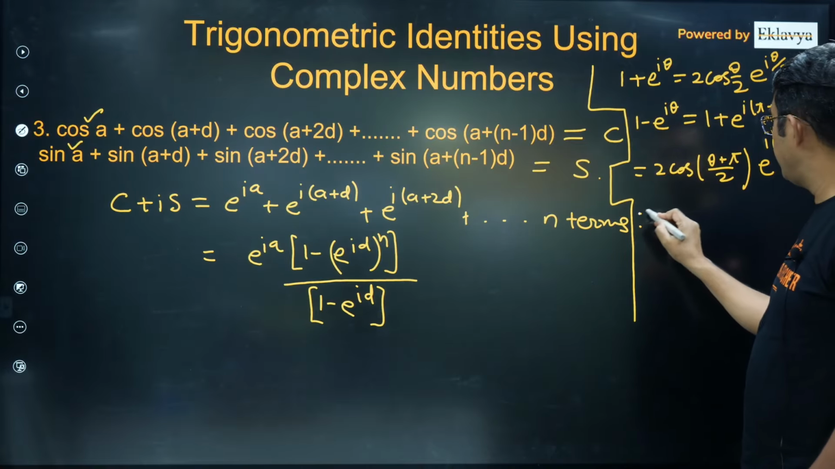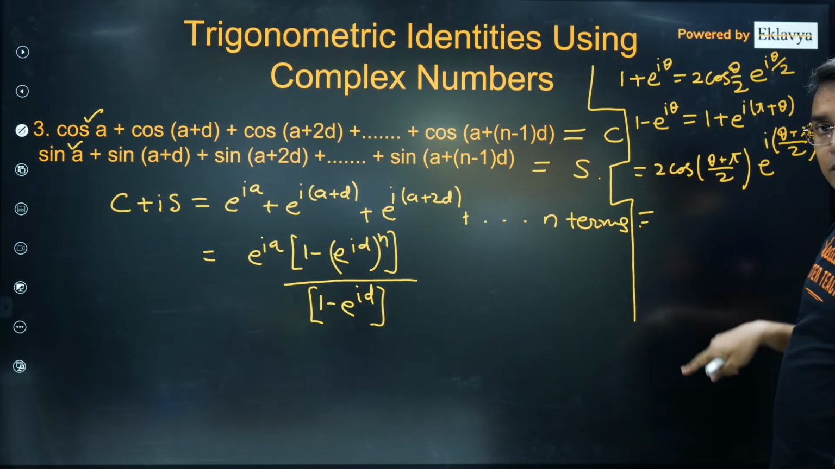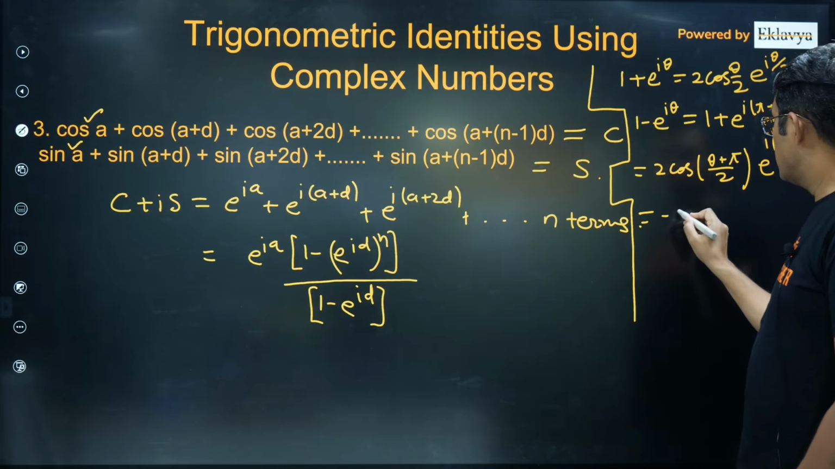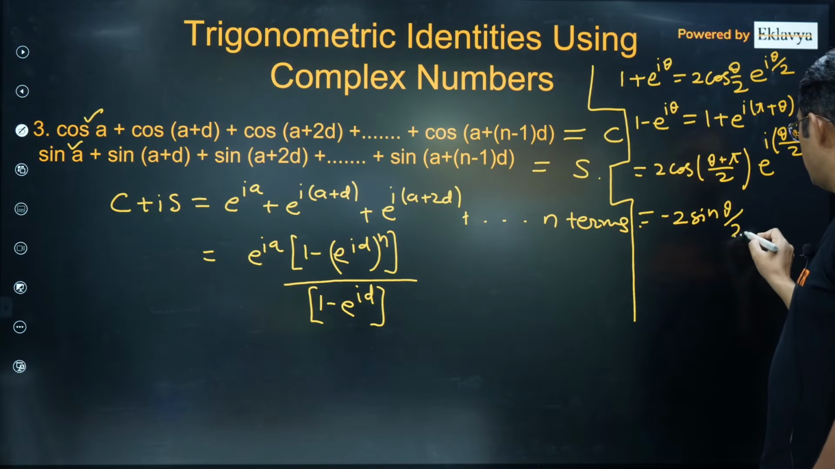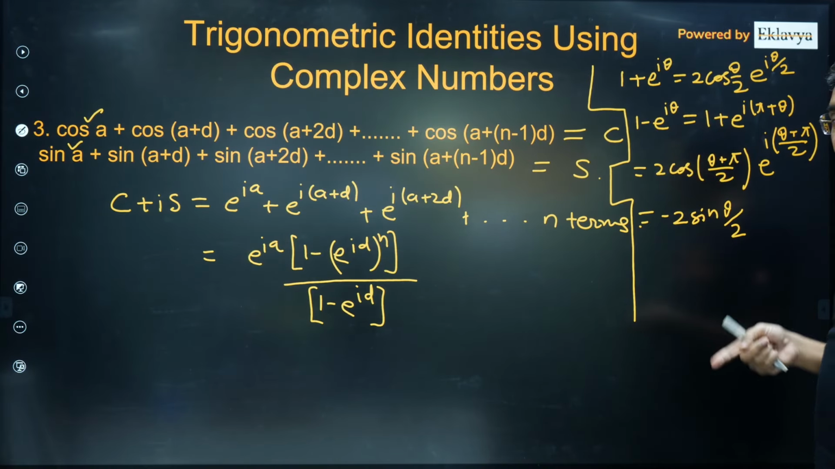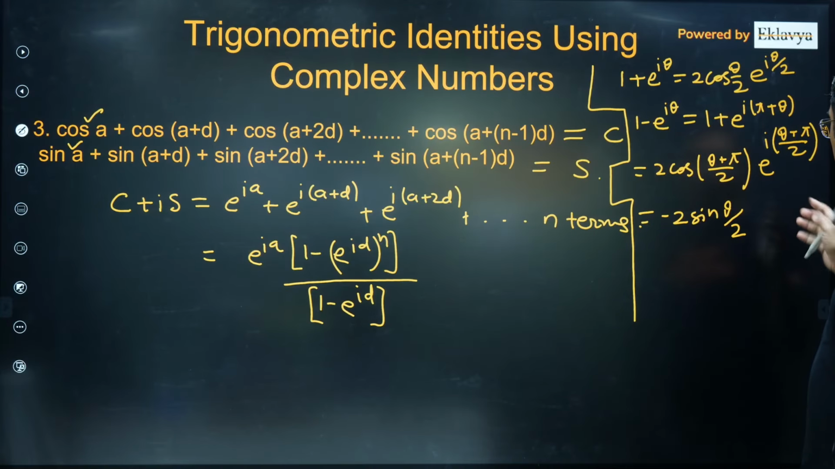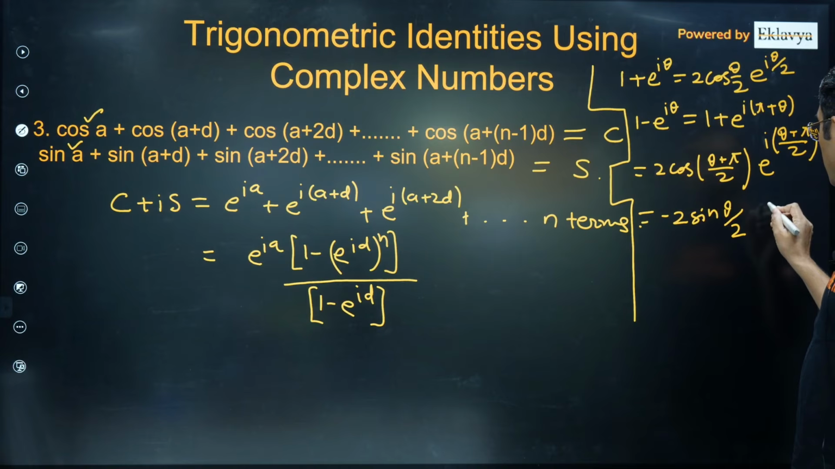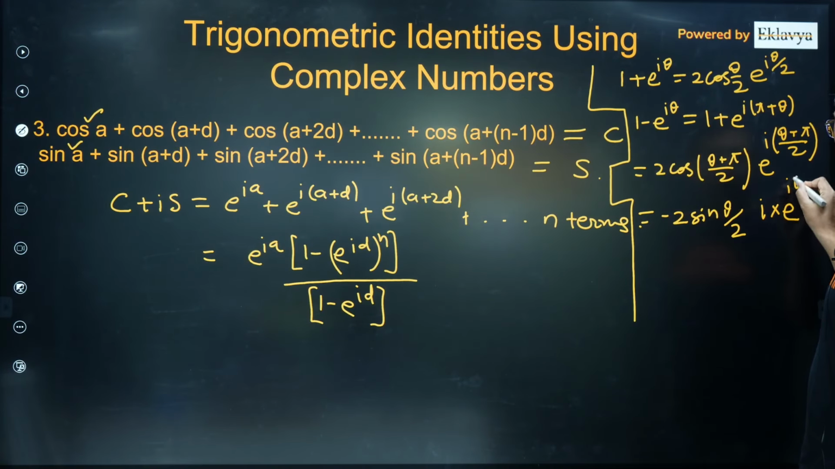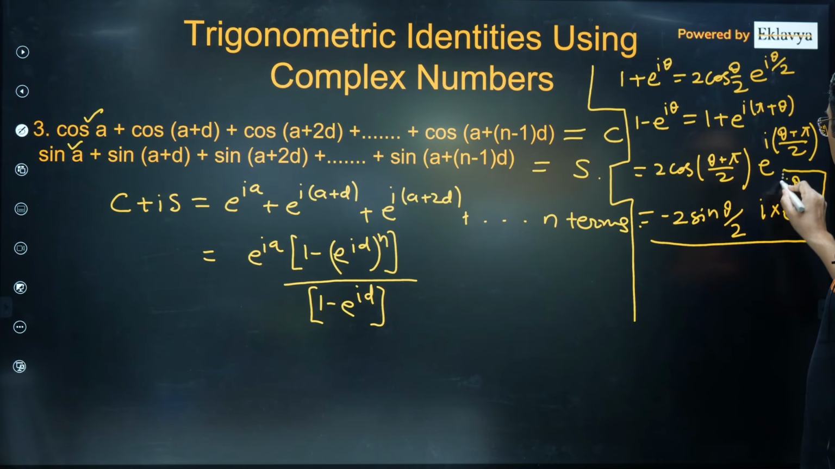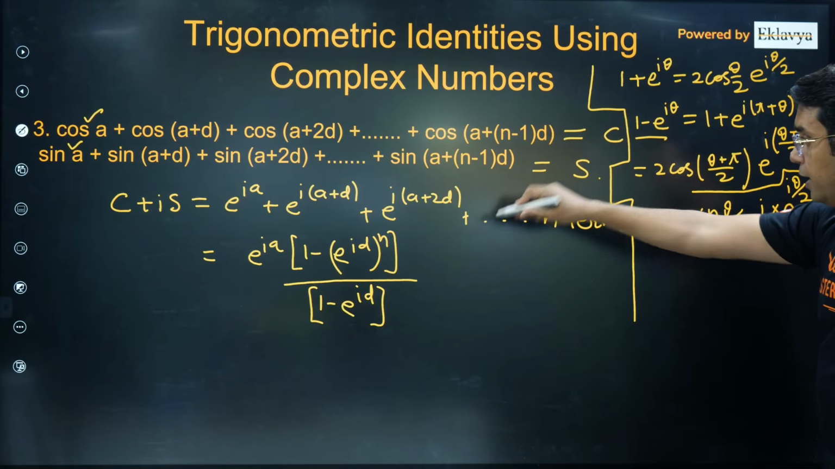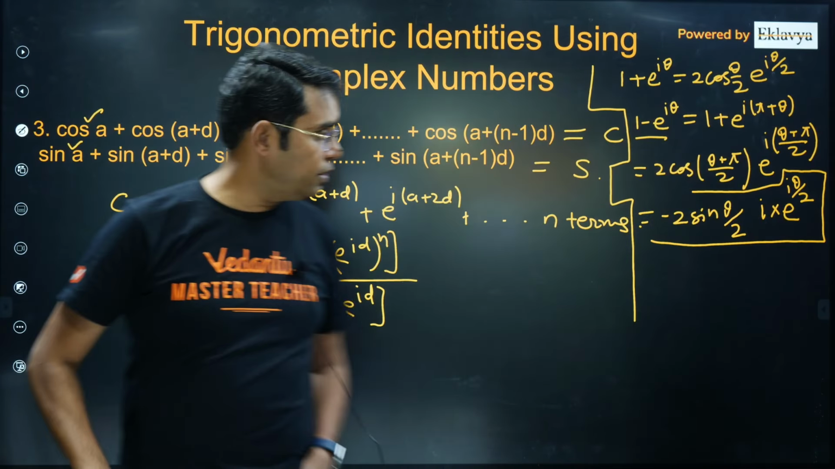So what will this become? I think cos(π/2 + θ/2) is minus sin(θ/2), so that will be minus 2 sin(θ/2). And here e^(iπ/2) is i, so you can write it as i, and then it will be multiplied with e^(iθ/2). So this is the result I would like you to use here in this expression actually.